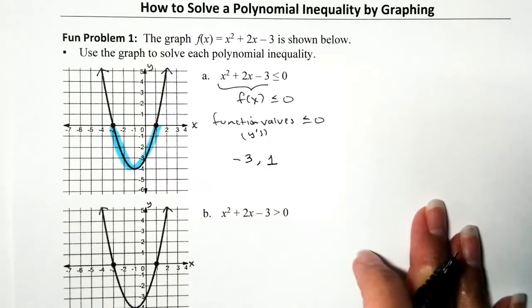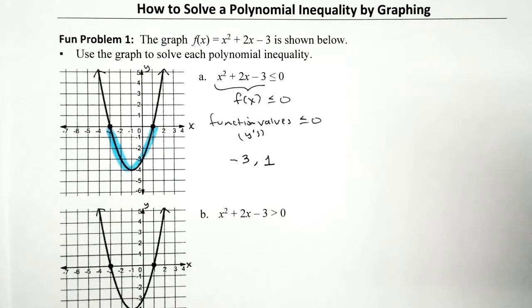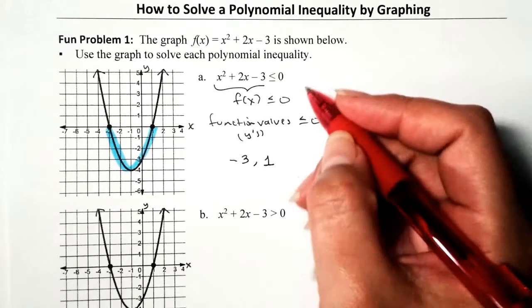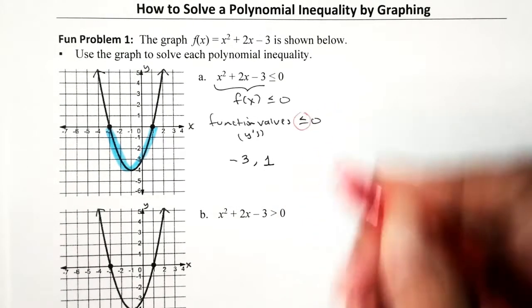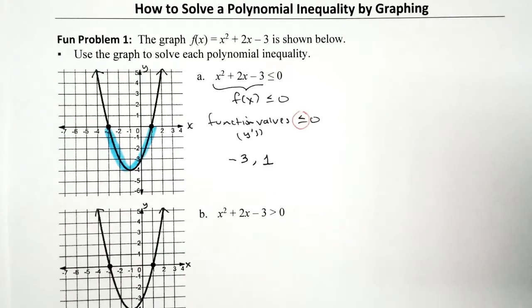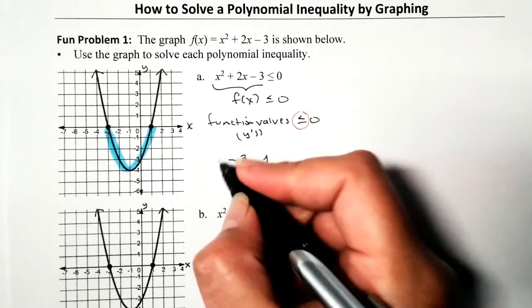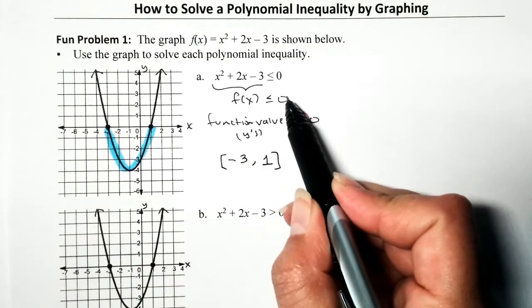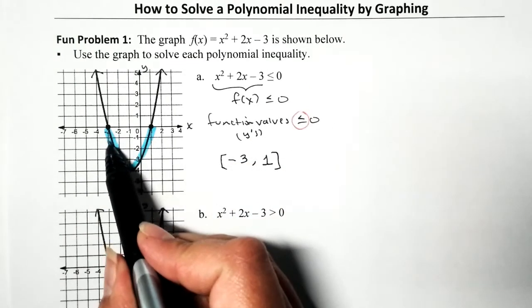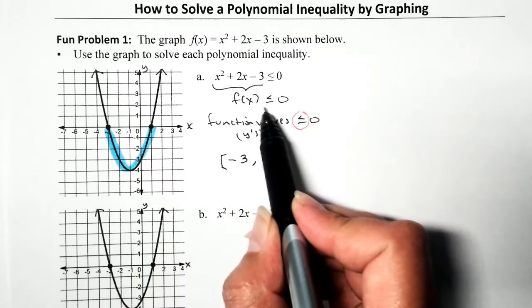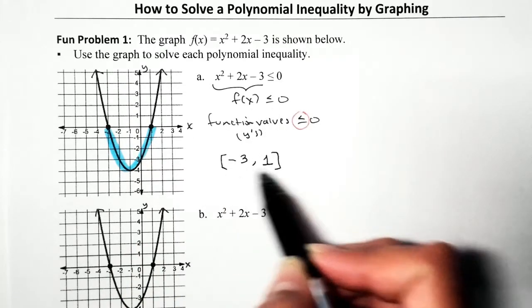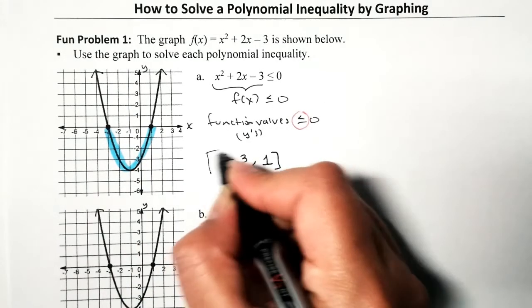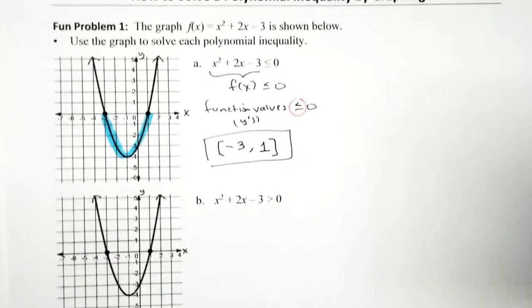But the question now is this: are the endpoints included or excluded? In this case, because the inequality symbol has what I call the equal to part, that means that the endpoints are included. So the function could be less than 0, which is all the numbers between negative 3 and 1, or the function could equal 0, and that's at negative 3 and positive 1. Cool. All right, next problem.